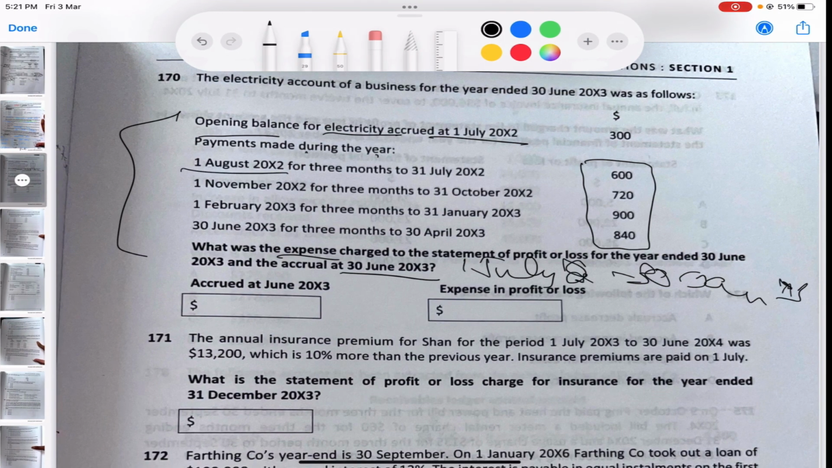1st August 2002 for 3 months to 30 July 2002, 600. So what months does that include? July, June and May of 2002, right? But what is my year of concern? My year of concern starts from July, right? Are you understanding what I'm trying to say? Read it again.